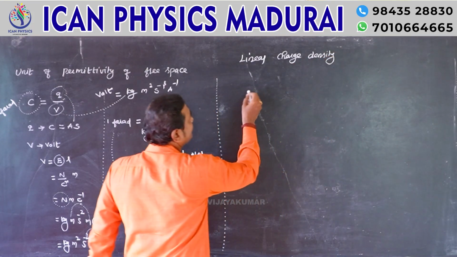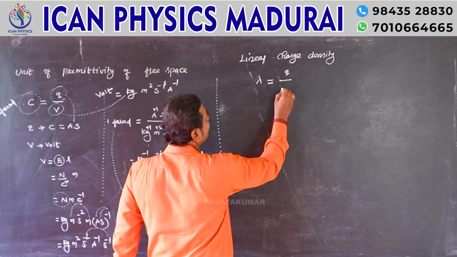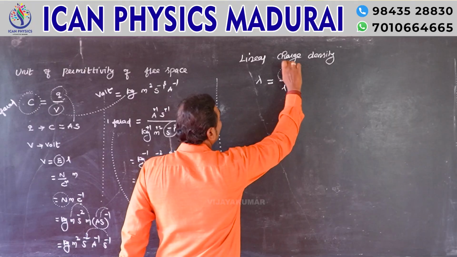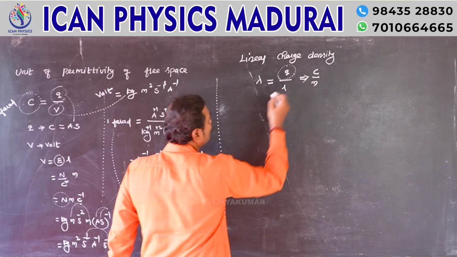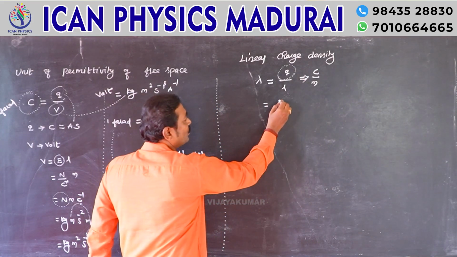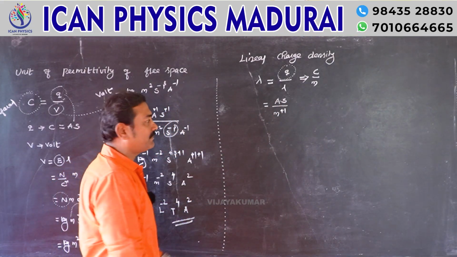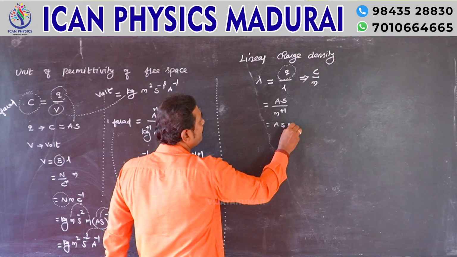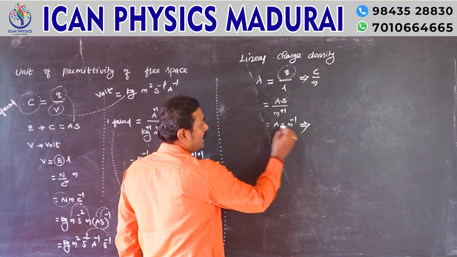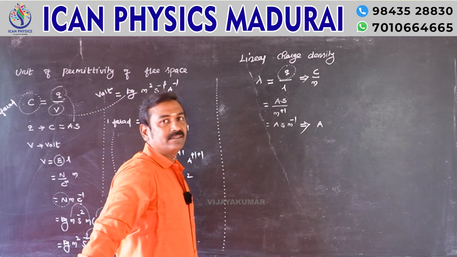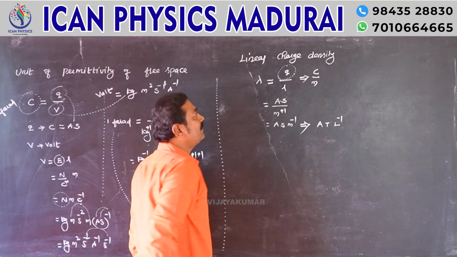So, what is linear charge density? Linear charge density is defined as the ratio of charge to the unit length. Now, the unit of charge is coulomb. Unit of length, meter. So, coulomb per meter. The equivalent unit of coulomb is ampere second, divided by meter. The power plus 1 goes to the numerator as minus 1. So, ampere second meter power minus 1. Now, it is converted into the dimensional formula. Ampere, as it is. Second, T. Meter, length, so L power minus 1.